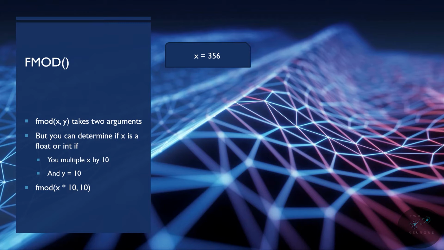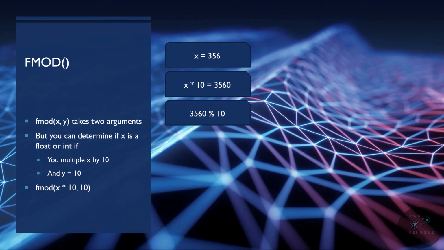And let's take a look at an example. Let's say we have x is equal to 356. Now this is clearly an integer, but how does our system know? If we multiply it by 10, that makes it 3,560. So that's that first argument in our fmod. If we then put our second argument in of 10, and we take the modulus of that, the remainder value is 0, and therefore it is an integer.